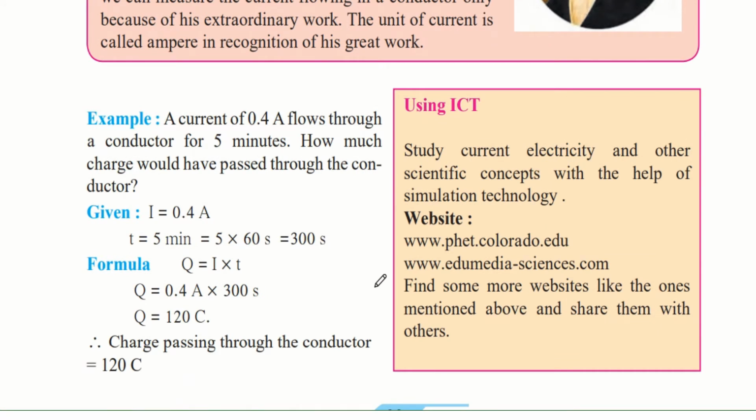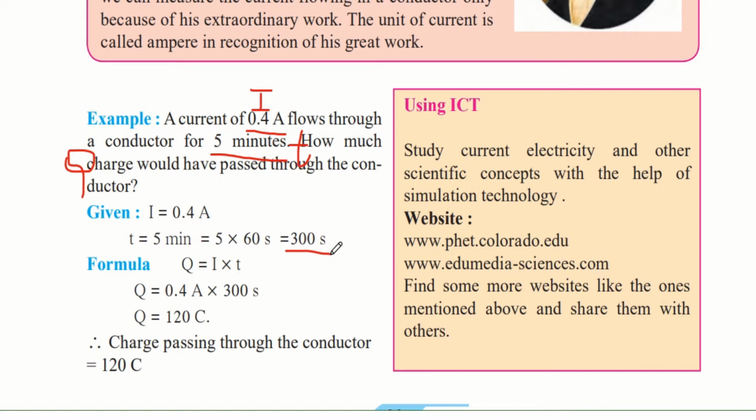Now, let us solve some examples. A current of 0.4 ampere flows through a conductor for 5 minutes. How much charge would have passed through the conductor? So here they are giving us the value of I and the value of T, and they are asking us the value of Q. They have given us I is equal to 0.4 ampere and they have given us T in minutes. But the SI unit for time is in seconds. So we have to convert this 5 minutes into seconds. Each minute is 60 seconds. Therefore 5 minutes would be 5 into 60, which is 300 seconds.